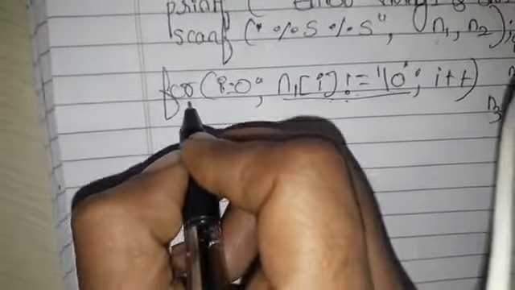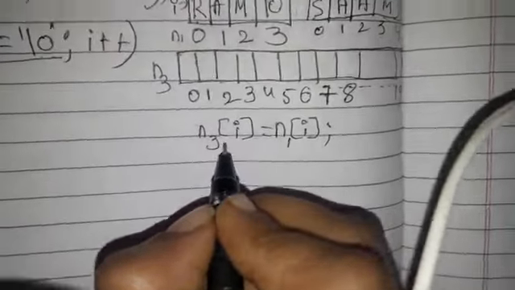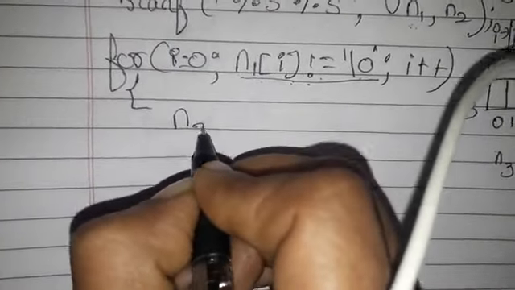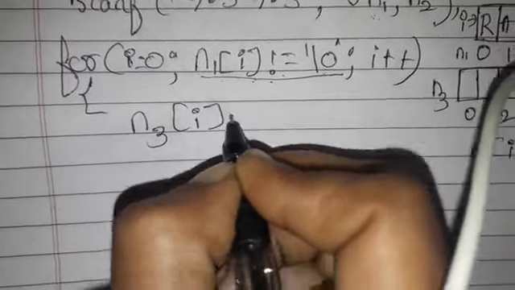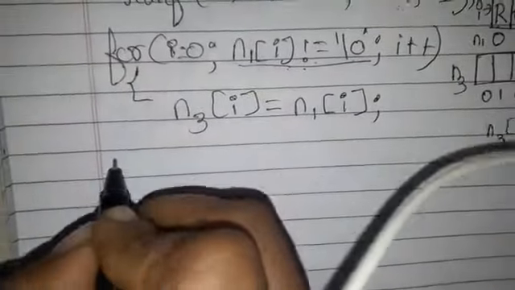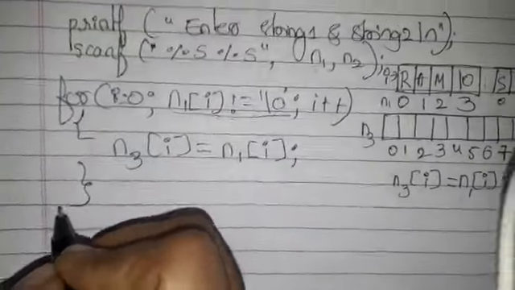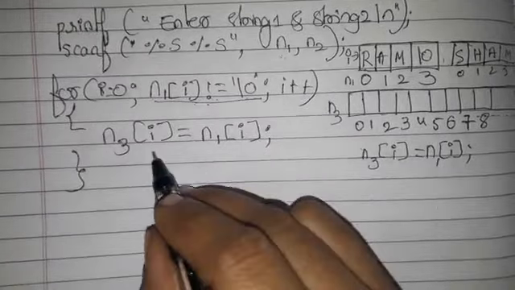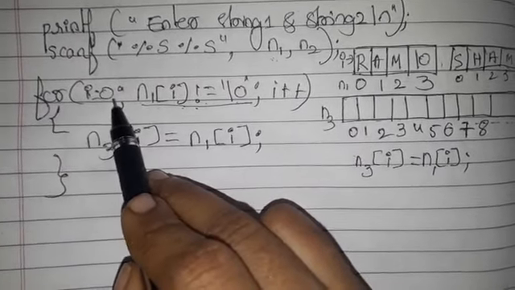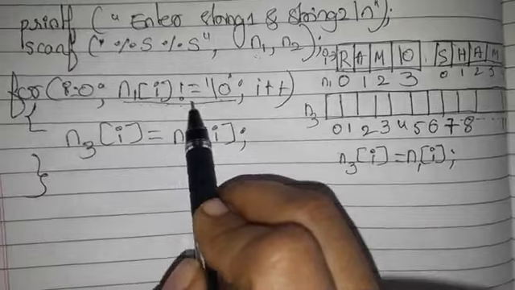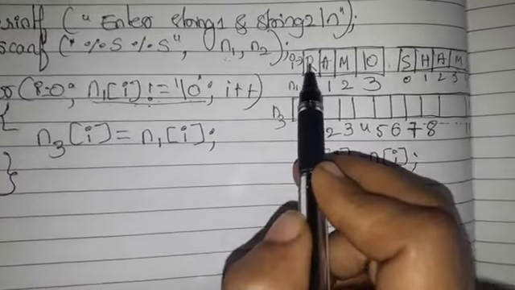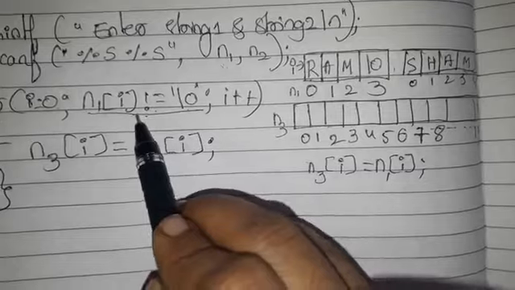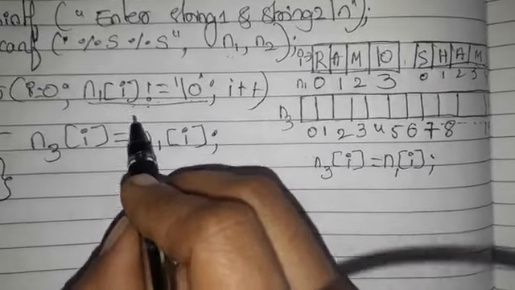So what do I have to write here, how can I get this? Just now I have told you that n3 of I is equal to n1 of I. So I will be taking here n3 of I is equal to n1 of I. Complete the bracket. So let me trace this before moving to the further lines of the program. What is the present value of I? It is 0. n1 of 0 is not equal to null. What is n1 of 0? It is R. So R is not equal to null. True or false? Obviously it is true.